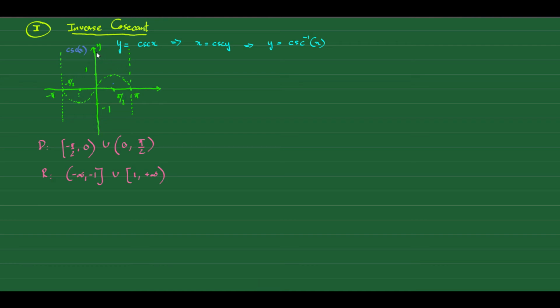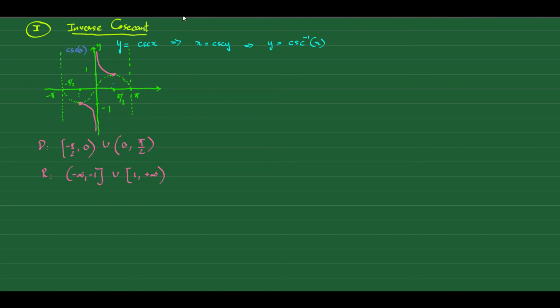All right, let's draw it again. There you go. And over here we're going to have this. There you go, 2 pieces. And it satisfies the horizontal line test.